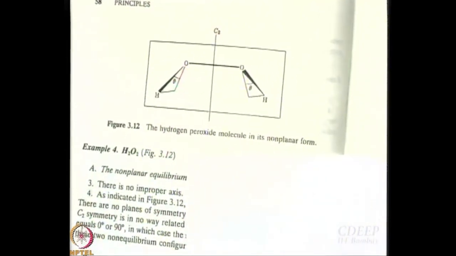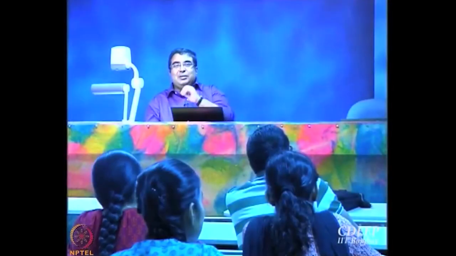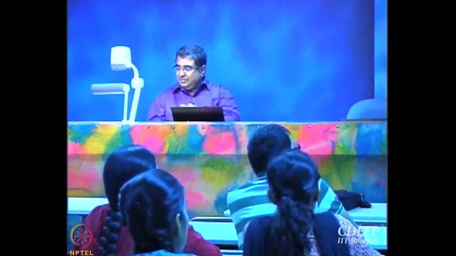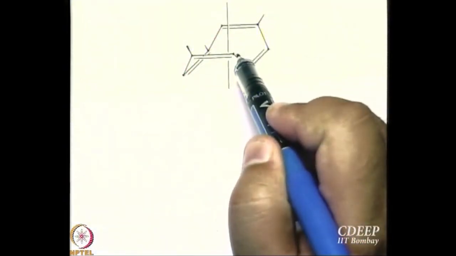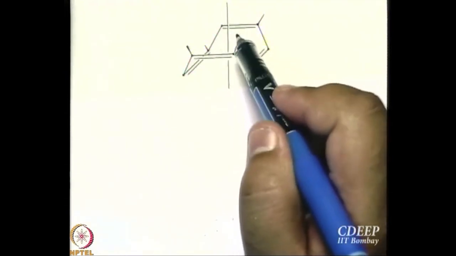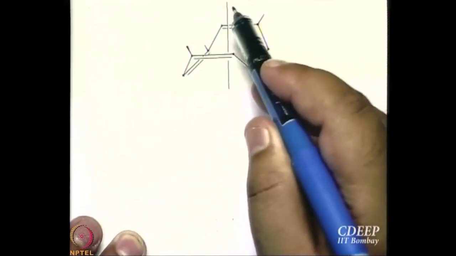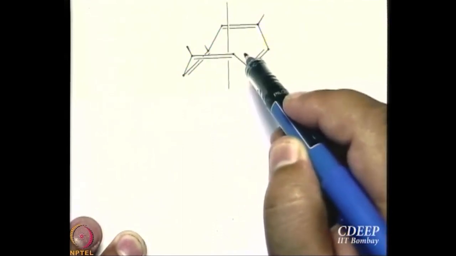What about this molecule? How do I not cover that and cover this? Yeah, there you are. Do you see the S4 axis? You turn by 90 degrees, what will happen? You just turn by 90 degrees. What will the molecule look like? With respect to this axis here, if you turn by 90 degrees, then what kind of a structure will it be?